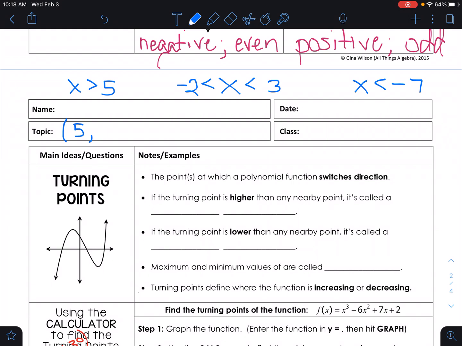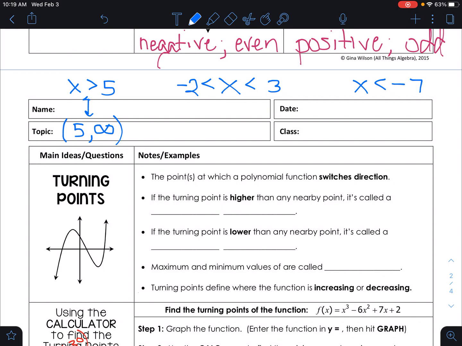So if x is greater than 5, you know everything bigger than 5, and that goes all the way up to infinity. Just keeps going, right? So my interval would be from 5 all the way up to infinity, and you would close that out. So it's called interval notation. These two things mean the same thing. It's just written a little differently, right?